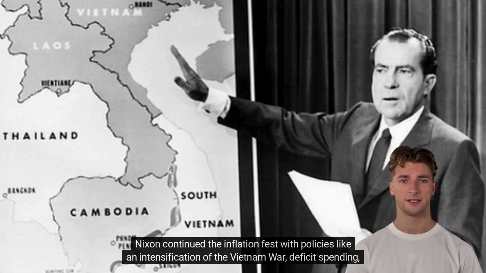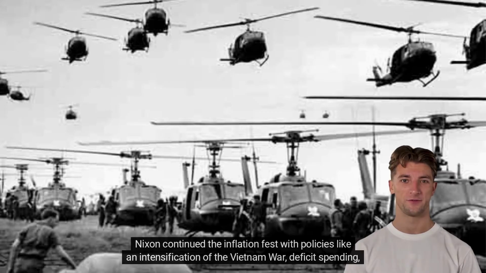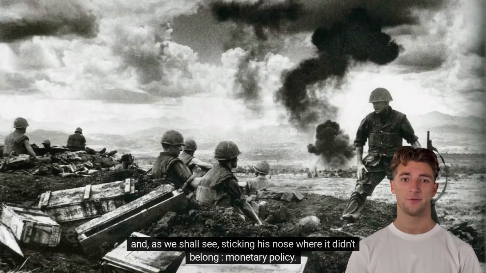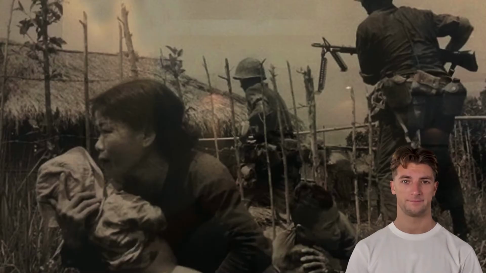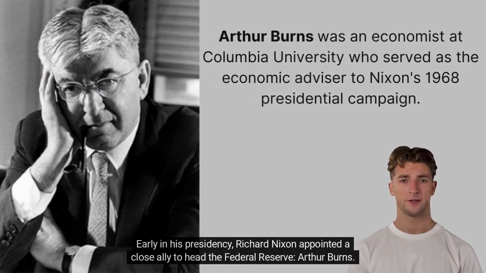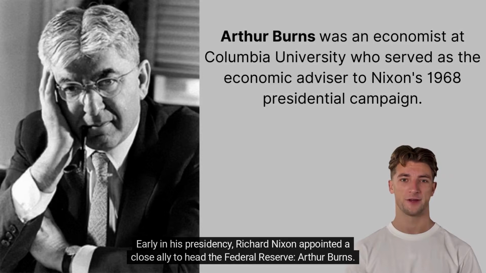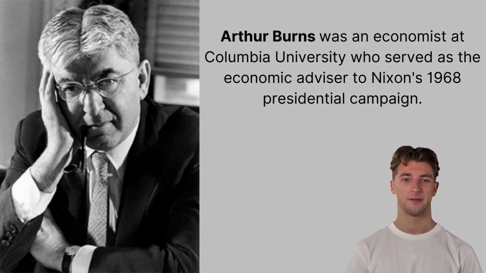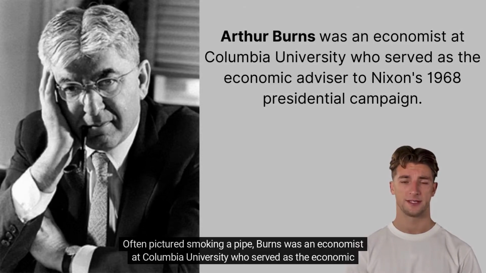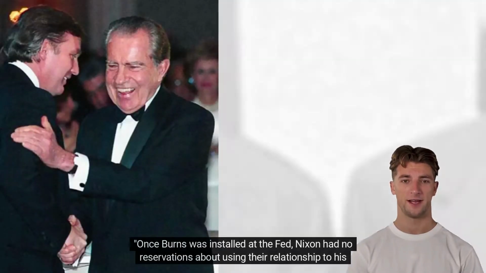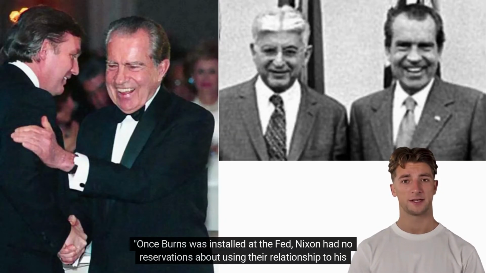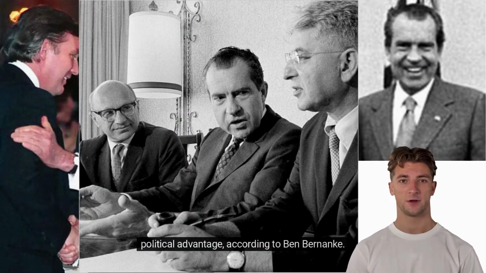Nixon continued the inflation fest with policies like an intensification of the Vietnam War, deficit spending, and, as we shall see, sticking his nose where it didn't belong: monetary policy. Early in his presidency, Richard Nixon appointed a close ally to head the Federal Reserve, Arthur Burns. Often pictured smoking a pipe, Burns was an economist at Columbia University who served as the economic advisor to Nixon's 1968 presidential campaign. Once Burns was installed at the Fed, Nixon had no reservations about using their relationship to his political advantage, according to Ben Bernanke.